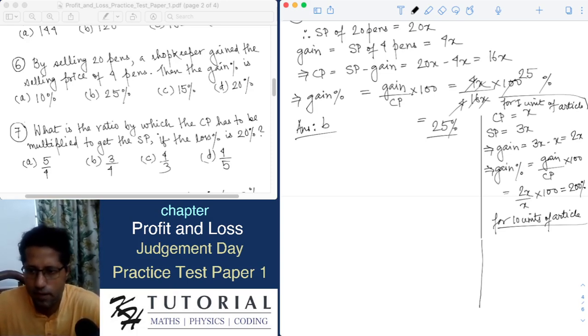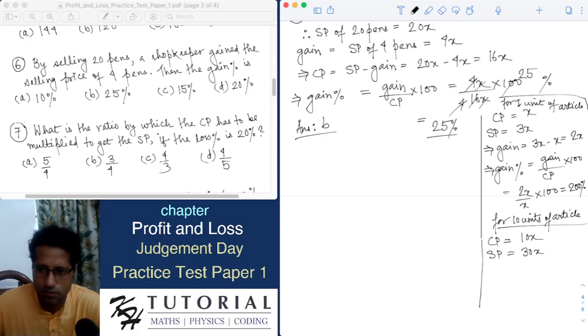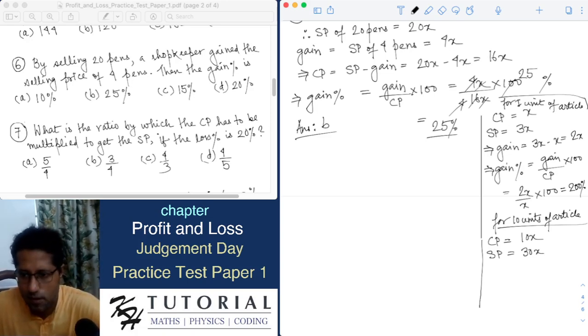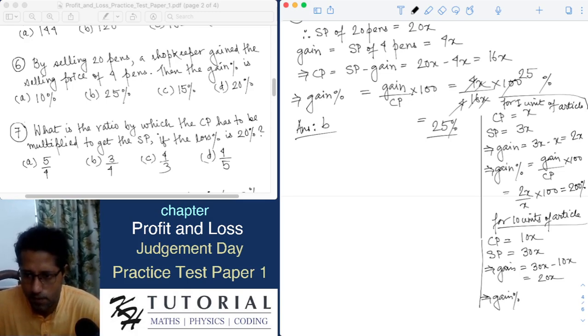So for 10 units of an article, definitely the cost price will be 10x, and the selling price will be 30x, since the selling price of 1 unit is 3x. Gain will be 30x minus 10x, which is equal to 20x. This implies gain percent will be equal to 20x by 10x into 100. It is coming to be the same.